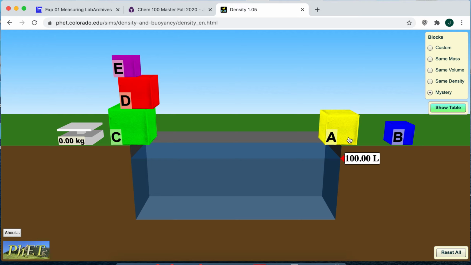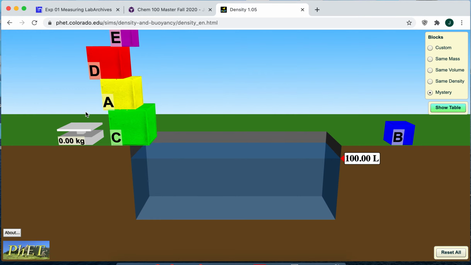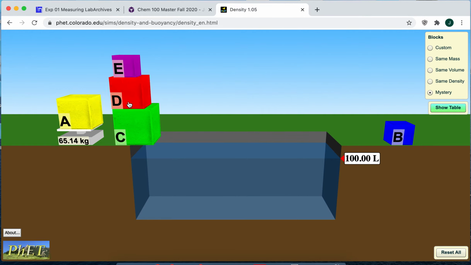So how are you going to calculate density? The equation of density is mass per volume. So let's try with A first. How are we going to know the mass? There is a balance for you over here. Let's put it in. If I put block A on top of the balance, the mass is 65.14 kilograms.